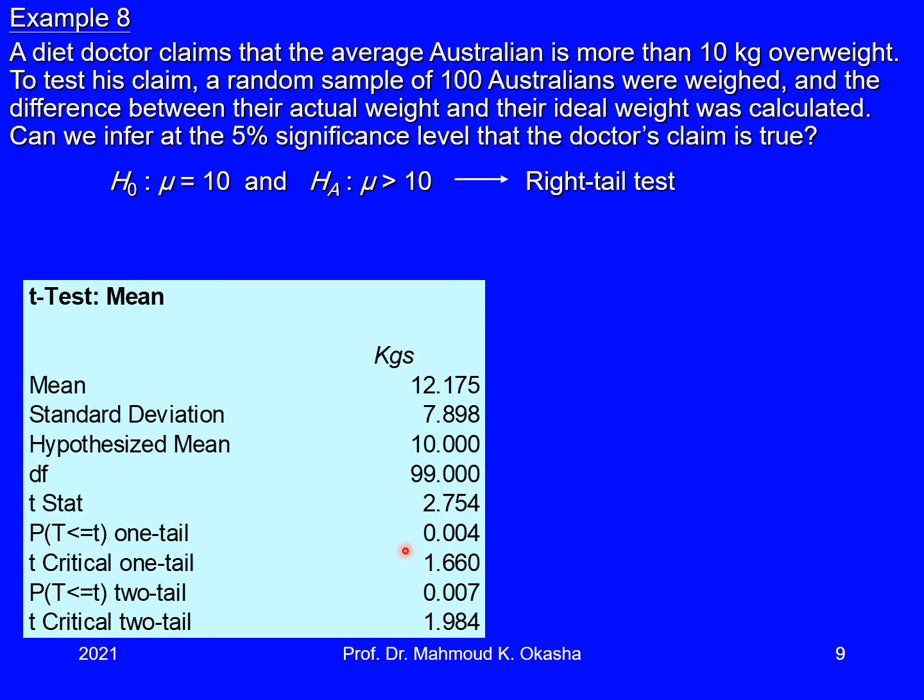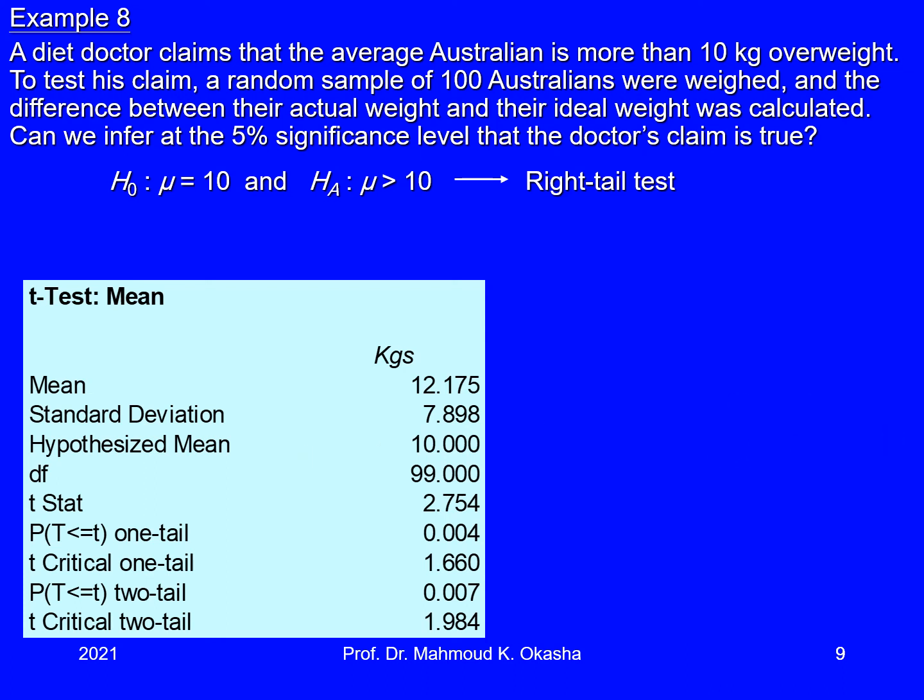So as long as Microsoft Excel gives us the value of T, not Z, it is okay, no problem. T and Z are exactly the same with a very, very small difference if N is very large. So here, 100 Australians, N is very large. N is 100, so we can use the T distribution. And T is more accurate than Z.